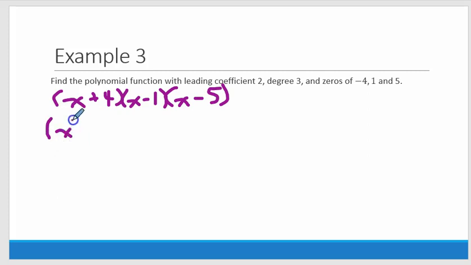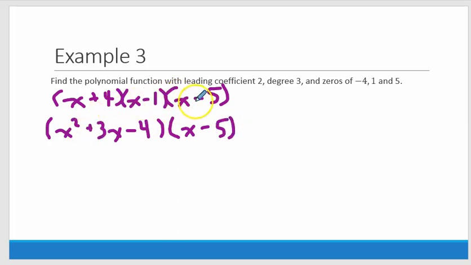So if you go through the distribution, you should get x squared. The outside product is negative x. The inside is 4x. So I'm just going to combine those at the same time. 4x minus x is 3x. And then for the last product, 4 times negative 1 is negative 4. So all I do is multiply the first 2 factors together. Just do them 2 at a time.